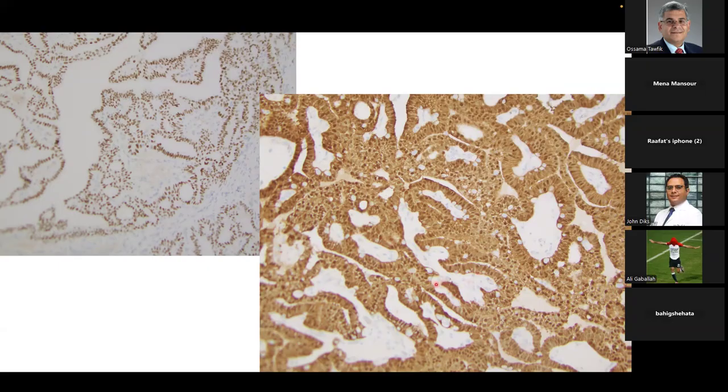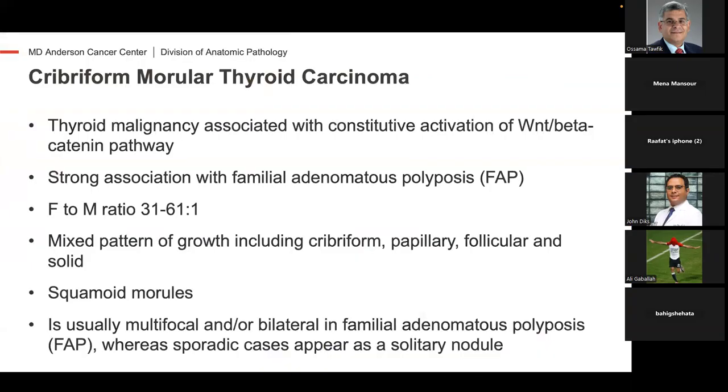And this is a very interesting tumor. It's pretty rare. We used to classify this as a PTC variant, but now in the WHO, it's outside of the PTC. And this is cribriform morular thyroid carcinoma. Before we used to call it PTC, cribriform morular variant, but now it's just cribriform morular thyroid carcinoma.